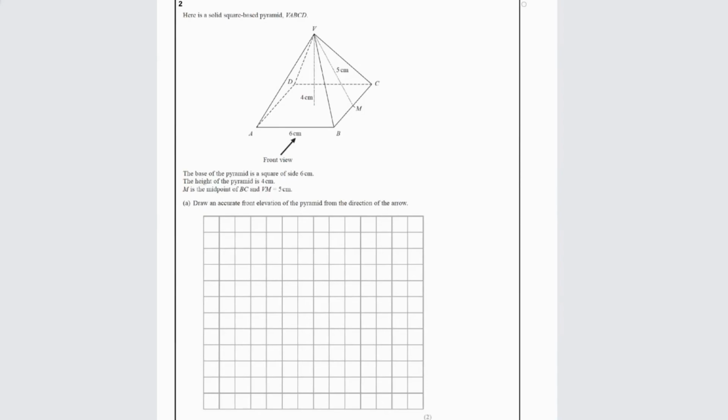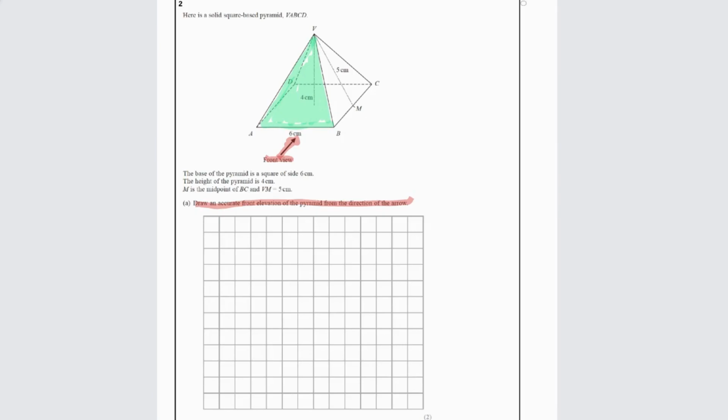So question 2, we need to draw an accurate front elevation of the pyramid from the direction of the arrow. So looking from this way, what would we see? Well, ultimately we're going to see this triangle. So we need to accurately draw this triangle on the grid.